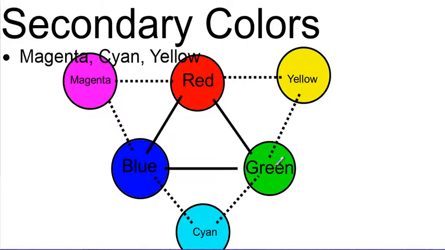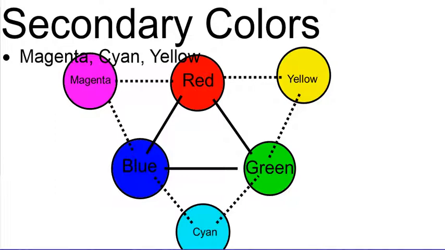So if we combine red and green light together where they overlap, we will perceive that as yellow. It's still red and green separate, but the way our brain assembles it together is we will perceive it to be yellow. Blue and red is going to be magenta, and then blue and green is going to be cyan. So these are the secondary colors.